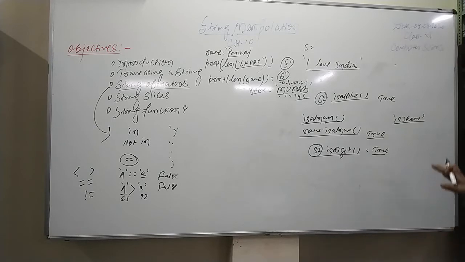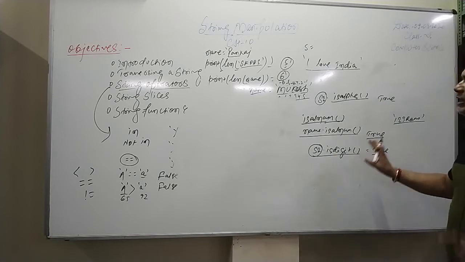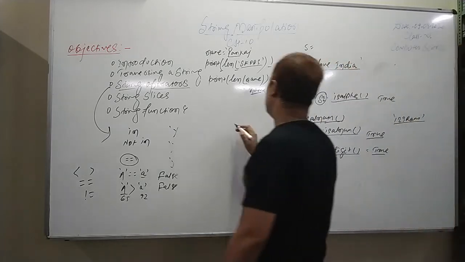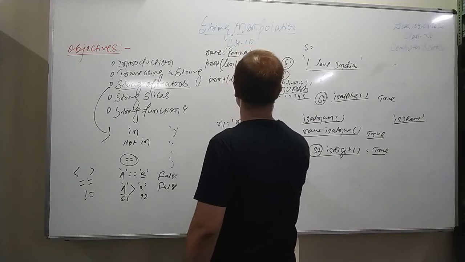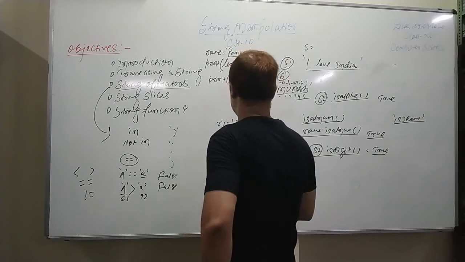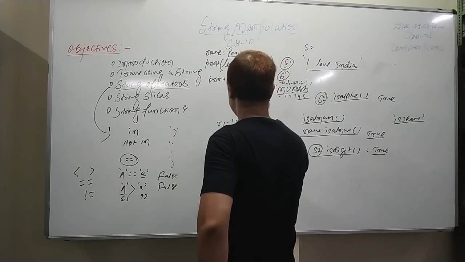islower will simply check whether the contents of a string are lowercase or not. It will give you True if the string is in lowercase. For example, I say n1 equal to Ram. I stored it in Python, and now I want to check islower. So I can simply say n1.islower.